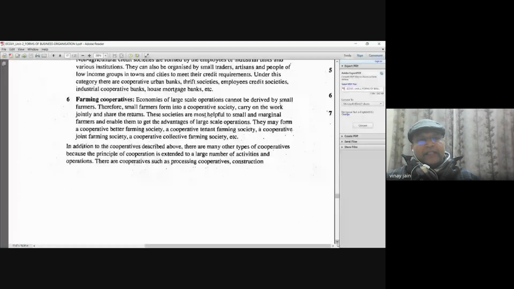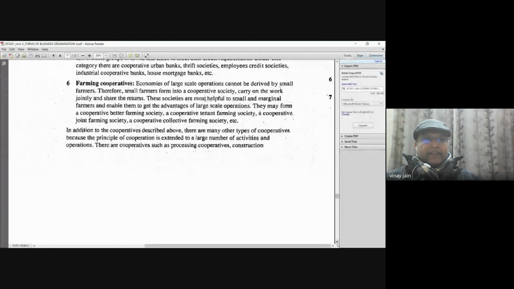then farming societies. So it is related to farms. Economies of large scale business operations cannot be delivered by small farmers. Therefore, small farmers form into a cooperative society, carry on the work jointly, and share the returns. These societies are most helpful to small farmers and enable them to get the advantage of large scale operations. So therefore, here also the scope of cooperative societies is there.